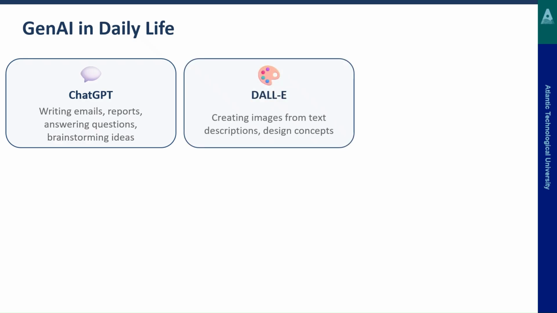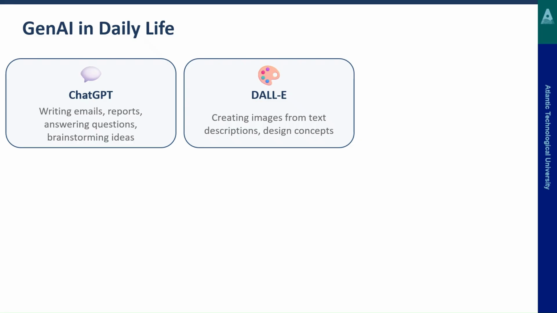DALL-E then is really more for the artist. This can convert text to images, and again, this is original content. I could just give a text description of an image that I want to see, and this tool will create that image. And this can be used for loads of different things.